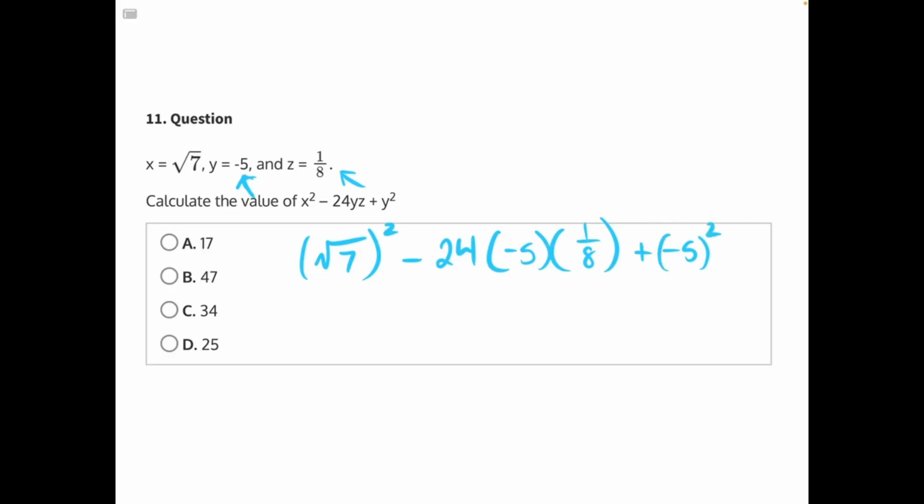And now we just need to simplify all of this. Let's go from left to right. Taking the square root of a number and squaring a number are inverse operations of each other. So they will completely cancel each other out, leaving us with just 7.